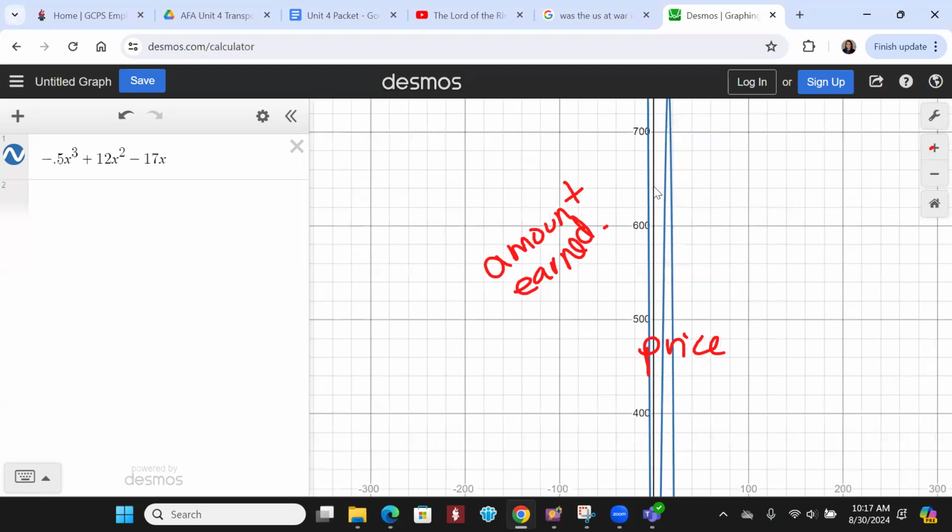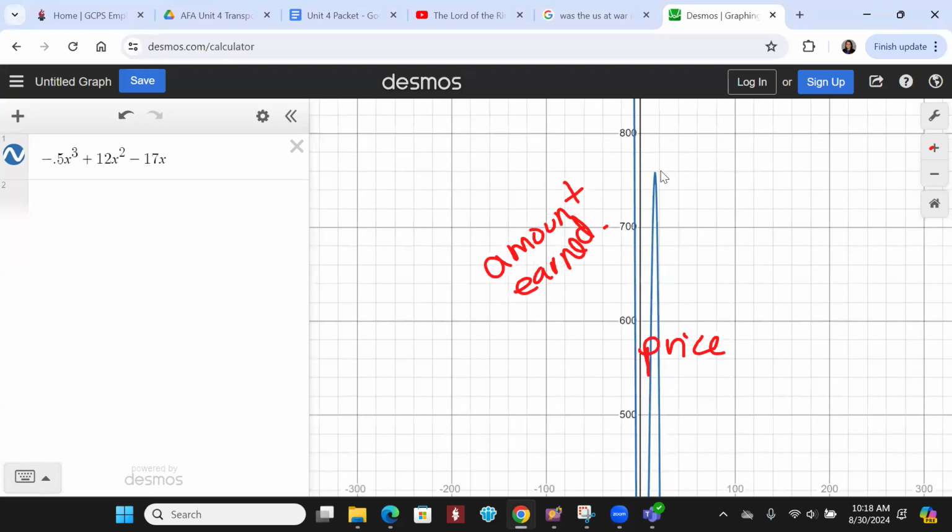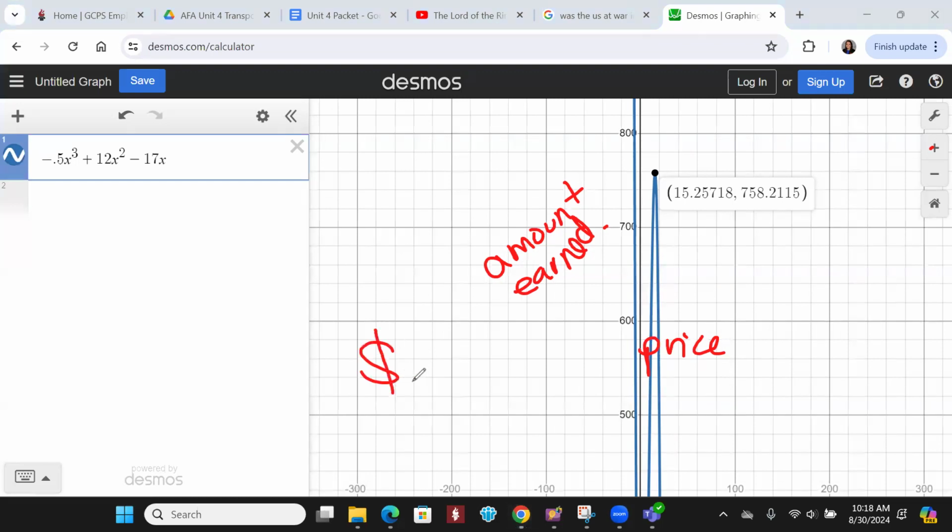Okay, looking at this graph, we can't use anything on this side of the y-axis, because that would be a negative lipstick charge, right? So we want to look on this side. We're going to look at the highest y value. Highest y value is 758.21. So how much should we charge for the lipstick? So 15.26. Okay, so we would want to charge $15.26.